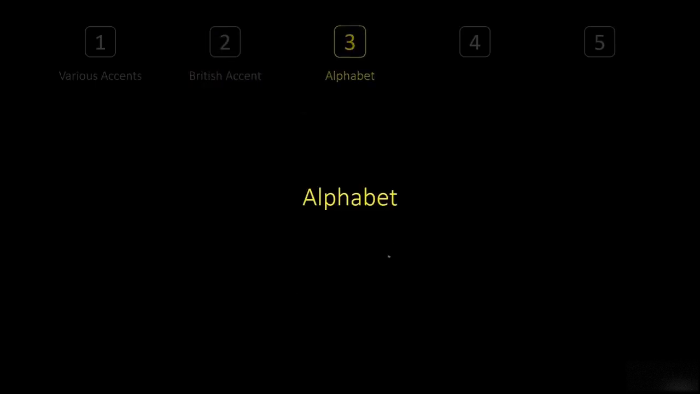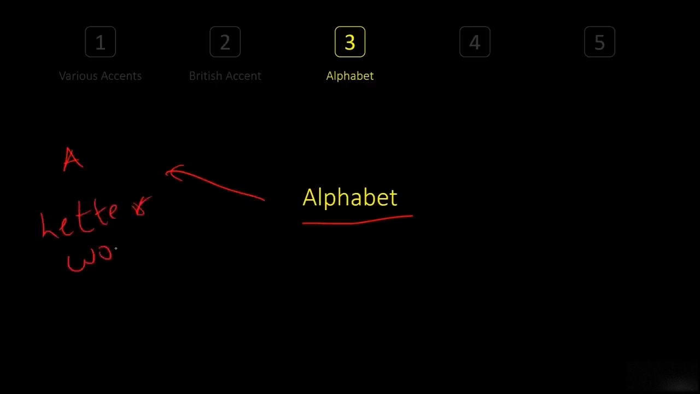Alright? Let's see alphabet. There are many doubts, or let's say there are many misconceptions. What is the difference between alphabet, words, and letters? So this is the first one I'm talking about, alphabet. Second one is letter. And the third one is a word.